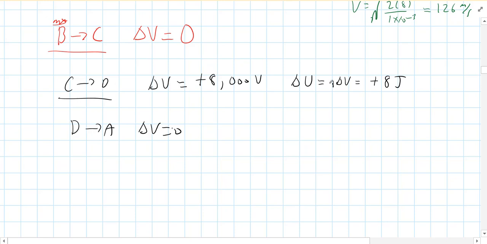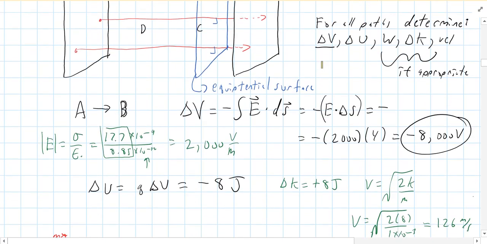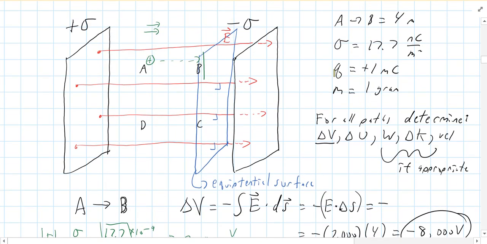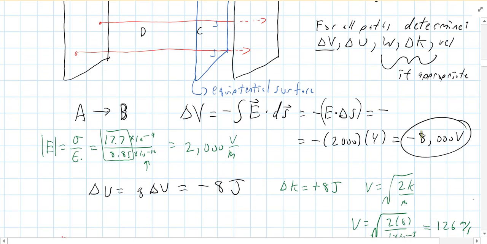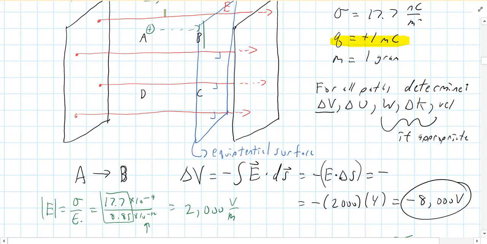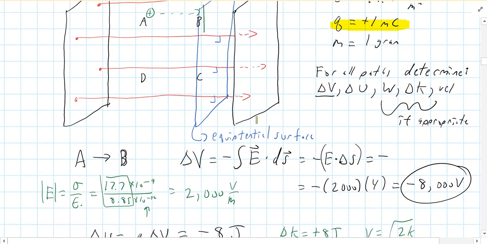Now, what would change in this whole problem if this were a negative charge that we were moving around instead of a positive charge? So if this were a negative 1 millicoulomb charge, what would happen? Well, for going from A to B, our change in voltage would still be negative 8,000 volts because there's no Q in here, right? That just depends on where you are in the electric field.